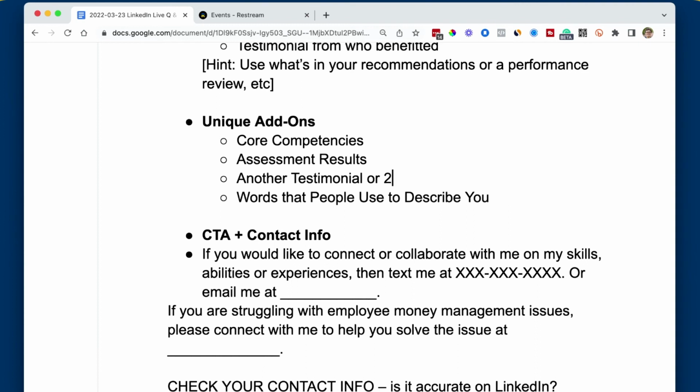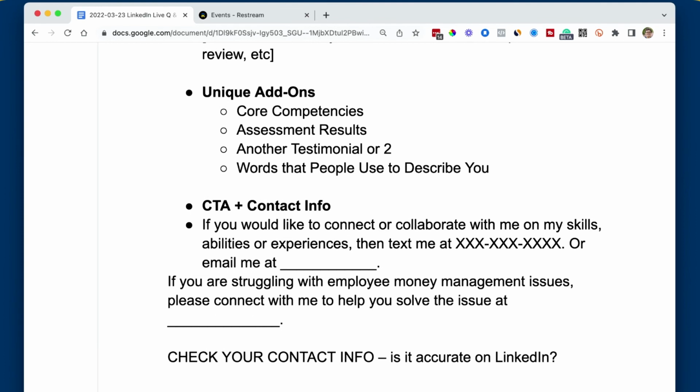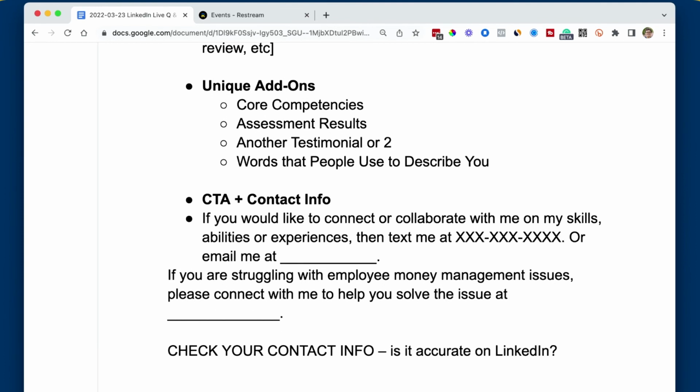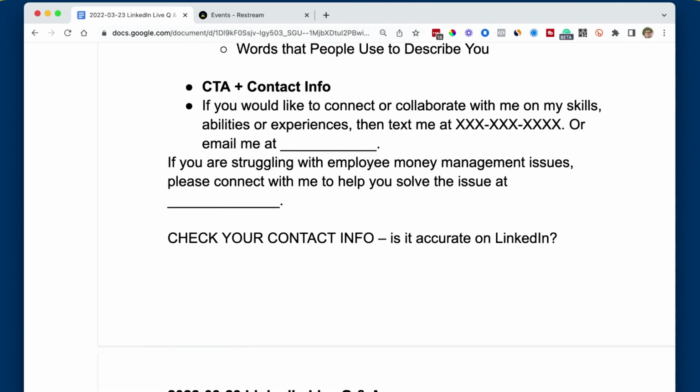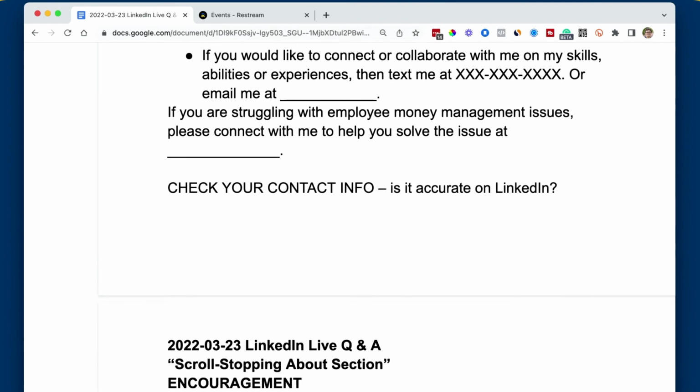And then another testimonial or two, then words that people use to describe you, followed up by a call to action. So people could take action on what they like in your scroll stopping about section. So good stuff here. So good. And so I really encourage you to rock and roll with that stuff.